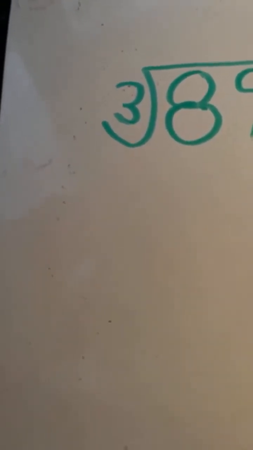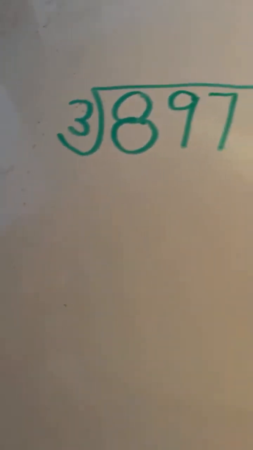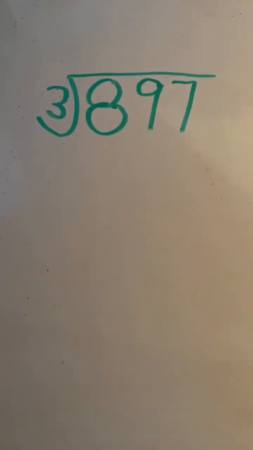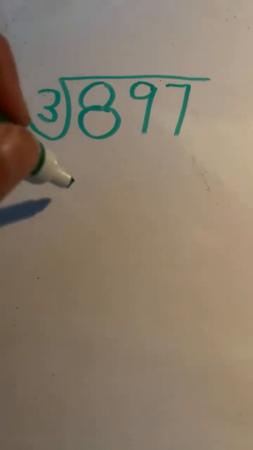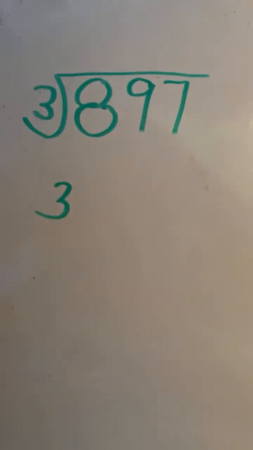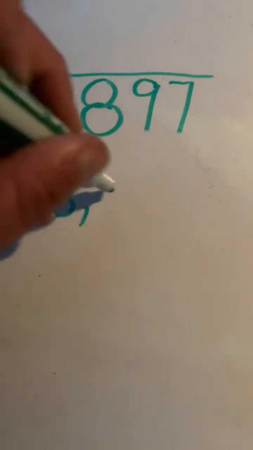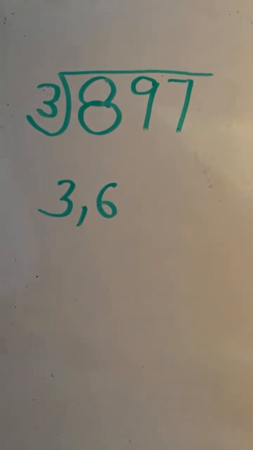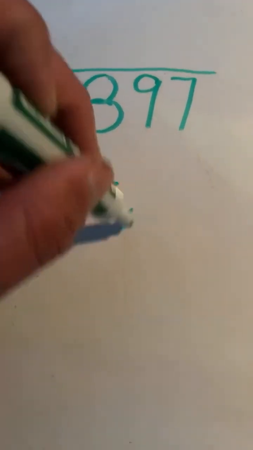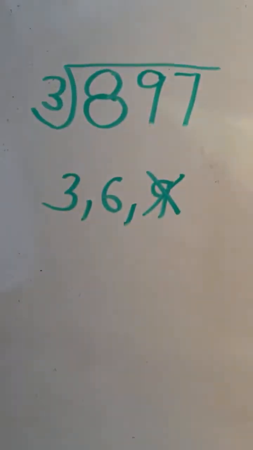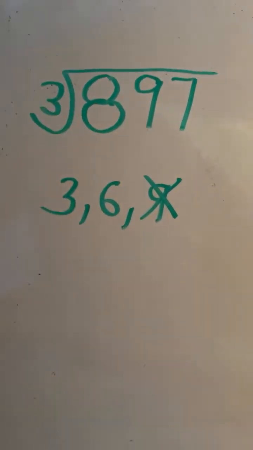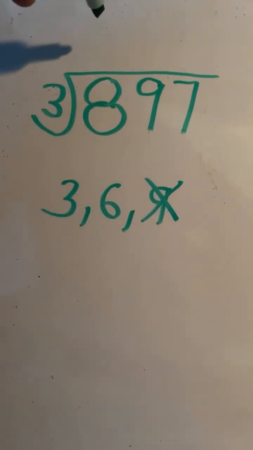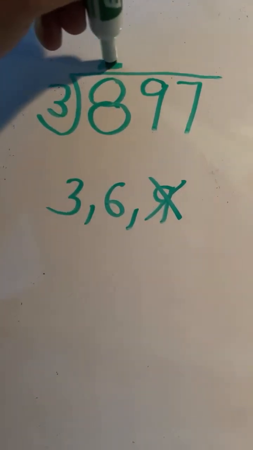So 8 is bigger than 3, so we can start out with 1 digit by 1 digit division. So I'm going to count by 3s. I'm going to see how many groups of 3 I can fit within 8. 3, so that's 1 group of 3 so far. 6, we are at 2 groups of 3. If I count by 3 again, I'll be at 9, but 9 is too far. 9, we're already past the number 8. So I was able to get 2 full groups of 3 within 8. 8 divided by 3 equals 2.